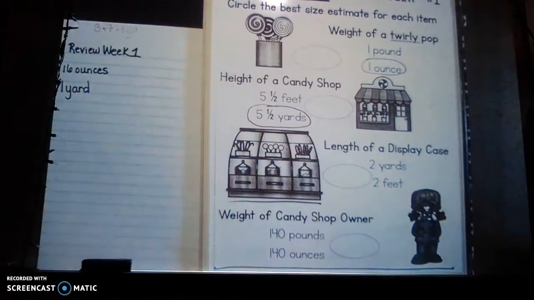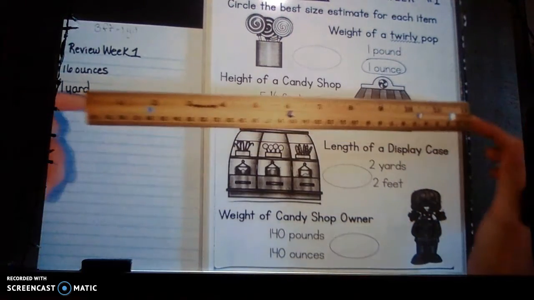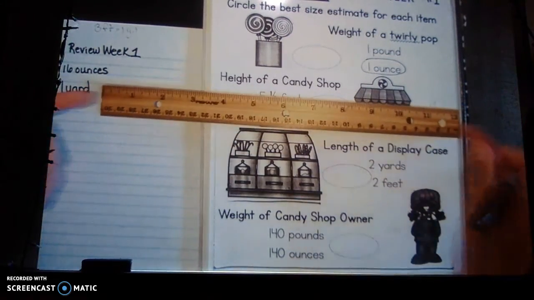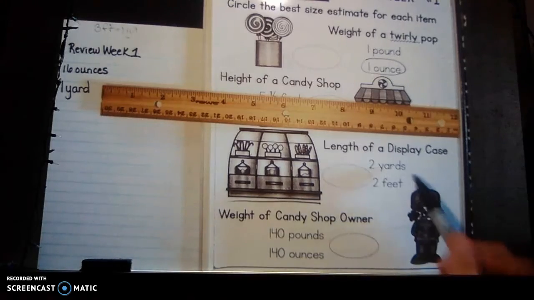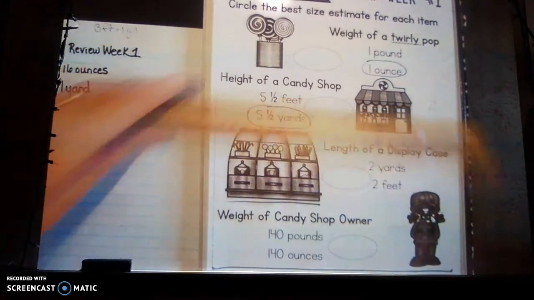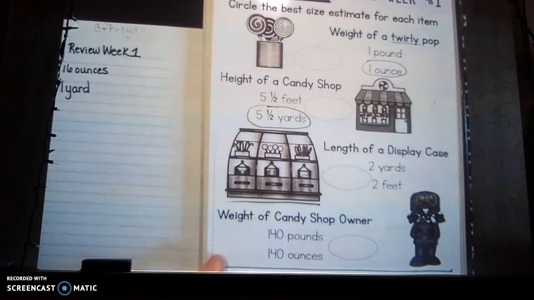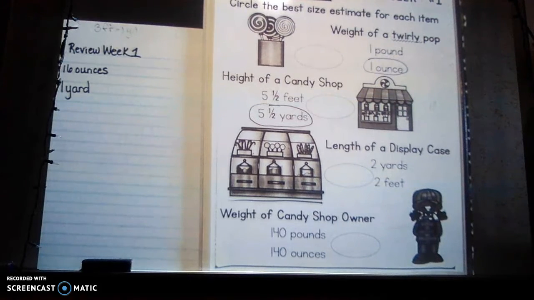So I brought with me to my camera so that we could look at it. This is a ruler. I'm sure you guys have seen one of those before here at school. This ruler is 1 foot long. So would a display case be about 2 rulers put together? Or would you think it would be a little bit longer than that, maybe 2 yards? So you're going to make that choice and circle your answer on your Google Classroom assignment.